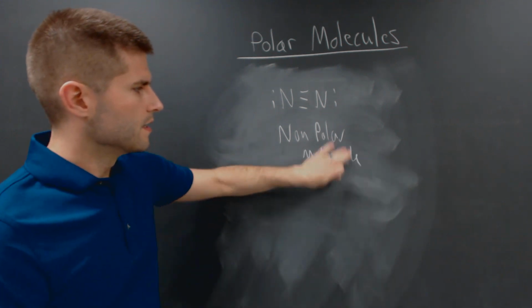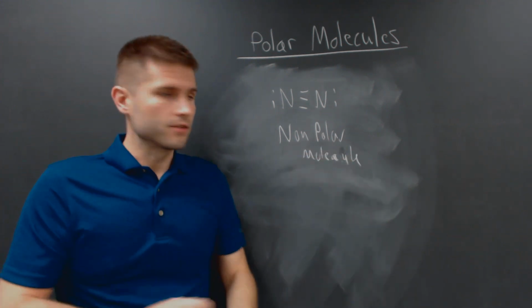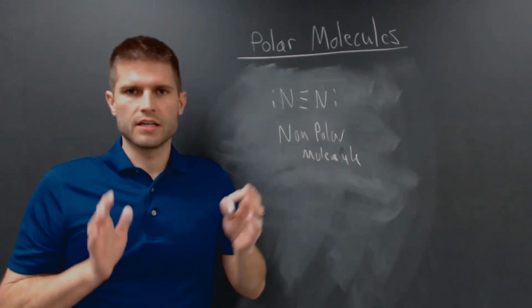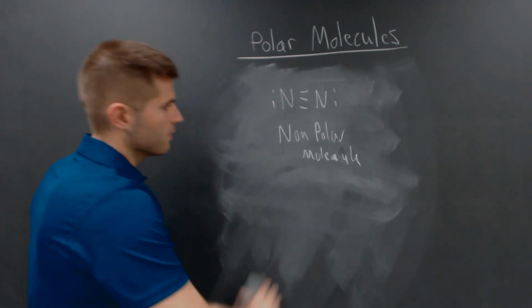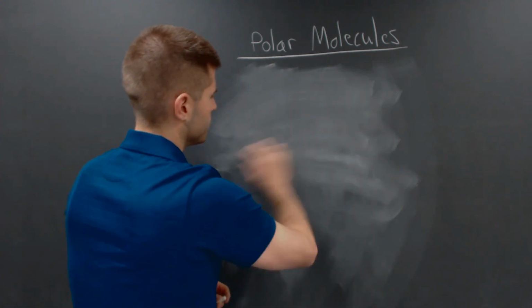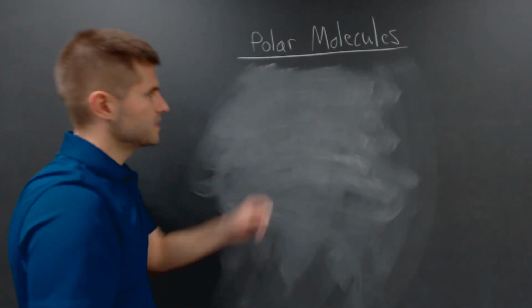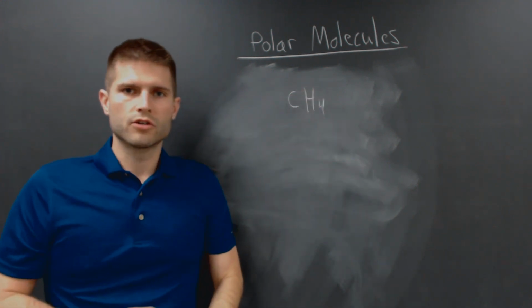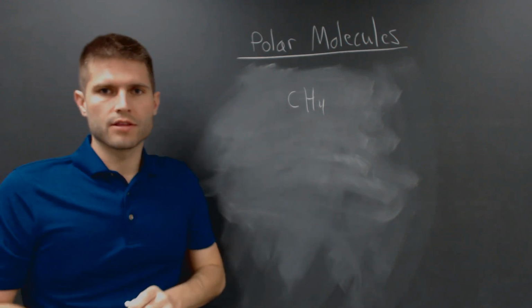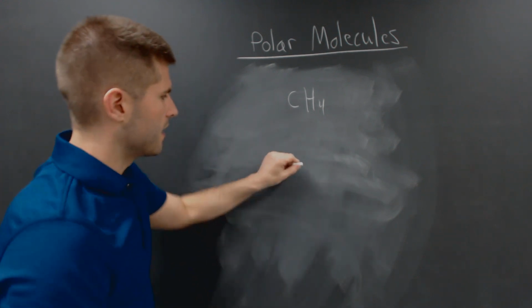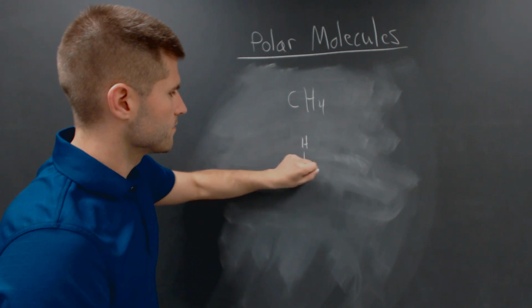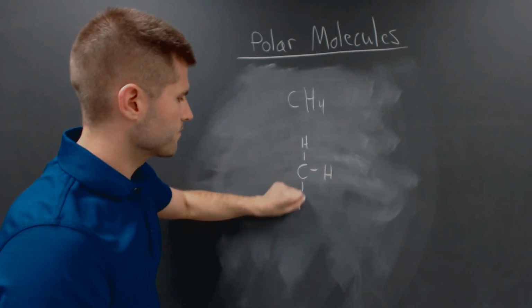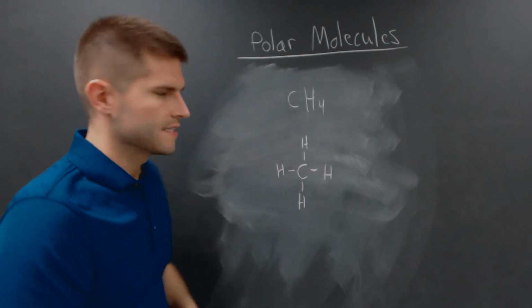Okay. This one was easy, it's just a diatomic. Now if we move up to something a little bit more strenuous, let's look at CH4, methane. This is a little bit more tricky. We can easily draw the Lewis dot structure. We've been doing that for a while now. So the Lewis dot structure for methane looks like this.